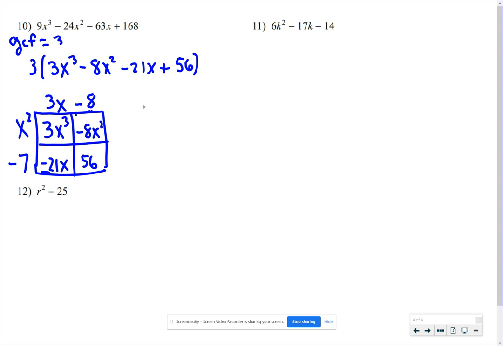Okay, now we're going to write out our final answer. Don't forget that 3 that we pulled out at the beginning. My other factors are 3x minus 8 and x squared minus 7. Let me pretty that up a little bit.